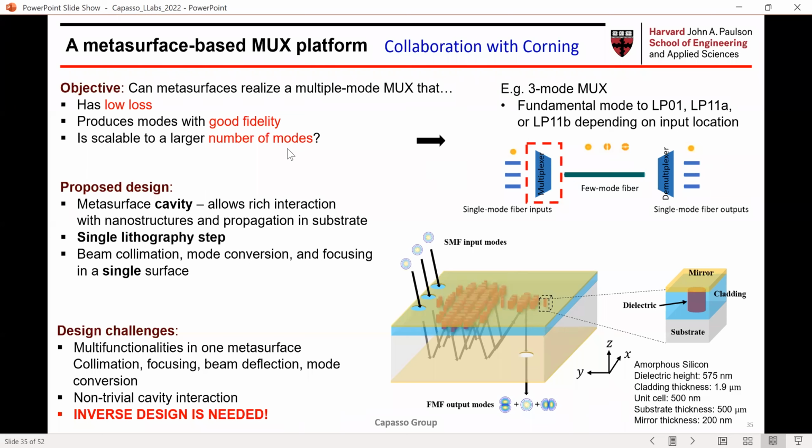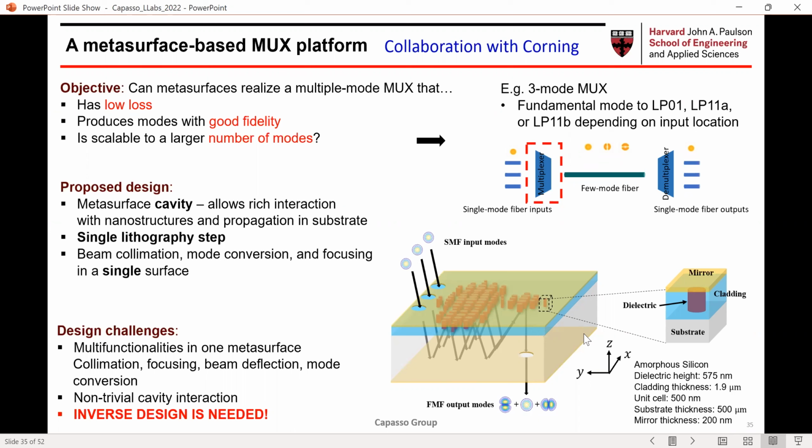This is a very challenging type of design. Why? You have multifunctionality in one metasurface. You have collimation, focusing, beam deflection, mode conversion. So this is a case that it's literally impossible to do other than with inverse design. So this was a very nice challenge for us in terms of design and potentially do something useful.